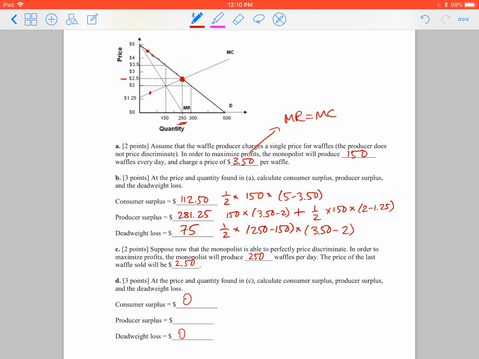Producer surplus would be the whole area underneath the price because everybody's paying a different price. So the demand curve is showing us the price. The difference between the price and the marginal cost, right? This whole area is now the producer surplus. So that's going to be 1/2 times the base of 250 times the height of $5 minus 125, right, or 375. So that ends up being 468.75. All right, that is question 2.